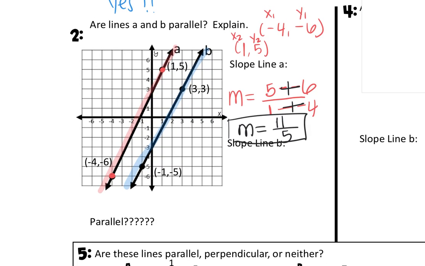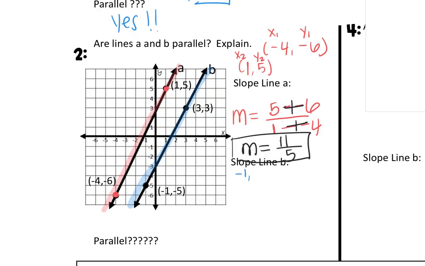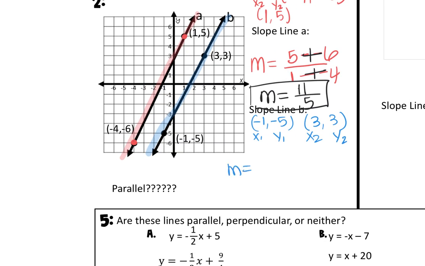All right, let's do slope of line B. We're using points (-1, -5) and (3, 3). So let's write them down. (-1, -5) and (3, 3). So we have x1, y1, x2, y2. All right, and let's fill in the slope. 3 minus -5 should be at the top, and 3 minus -1 at the bottom. And we have a double negative, so they actually turn into pluses.